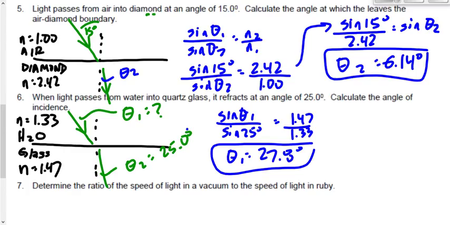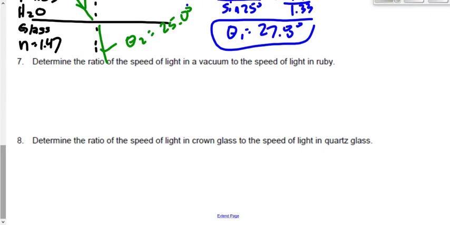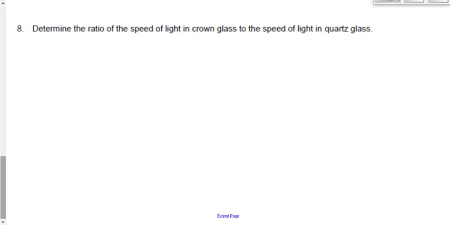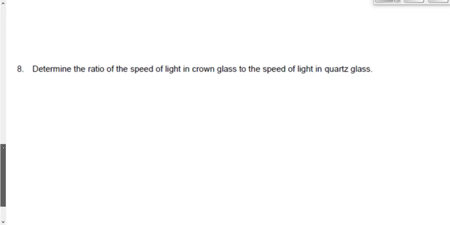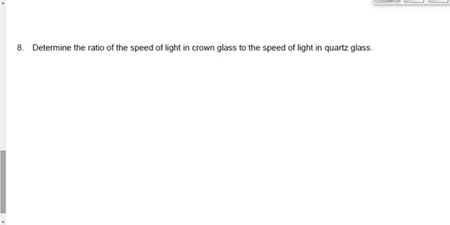All right, 5, 6, and what was the other one we need to go over? 8? 8 says determine the ratio of the speed of light in crown glass to the speed of light in quartz glass. Crown glass, I think, was 1.52, and quartz glass was 1.47. Is that right? Yeah. Or do I have them mixed up there?